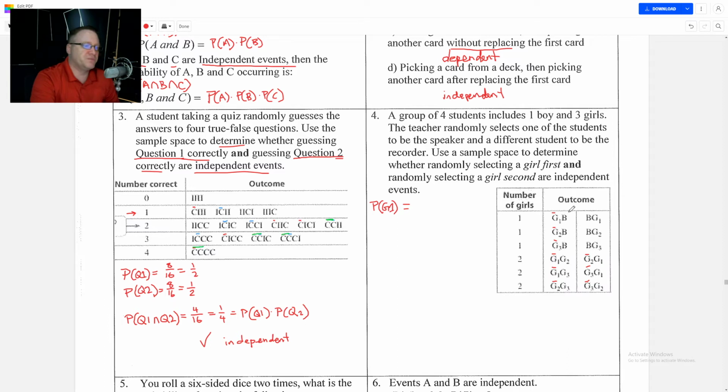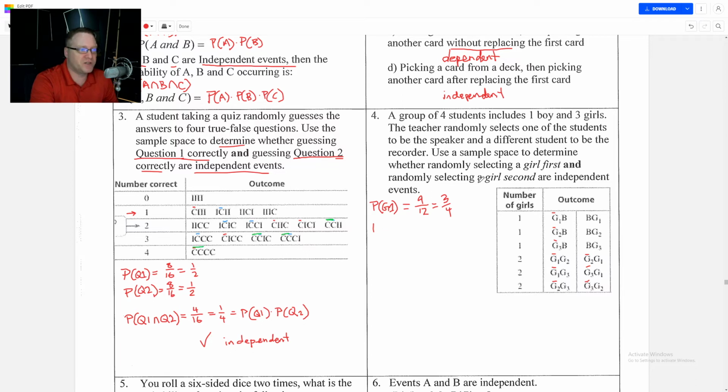So how many are there? 1, 2, 3, 4, 5, 6, 7, 8, 9. And how many are there total? 12. So the probability of getting a girl in the first spot is 9 over 12, which is 3 over 4.